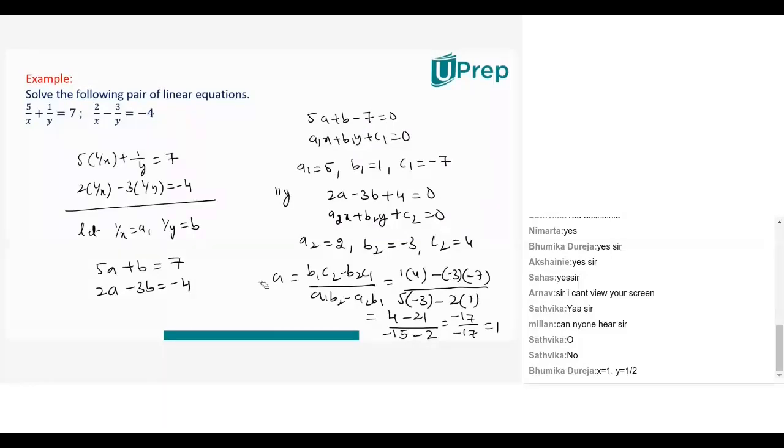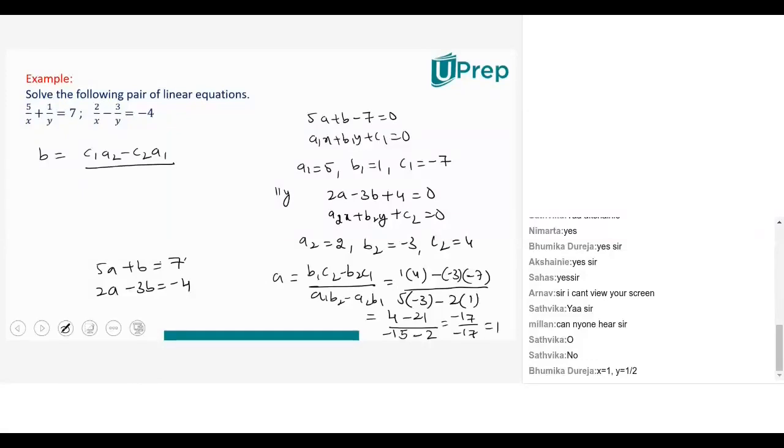So let me represent that as a only. Similarly, what is b? So let me rub this to make some space. What is b? It's nothing but y in this case. So how will you represent that? If you remember, it is (c1 a2 minus c2 a1) by (a1 b2 minus a2 b1). That's what your value is. So if you put it, what do you get?